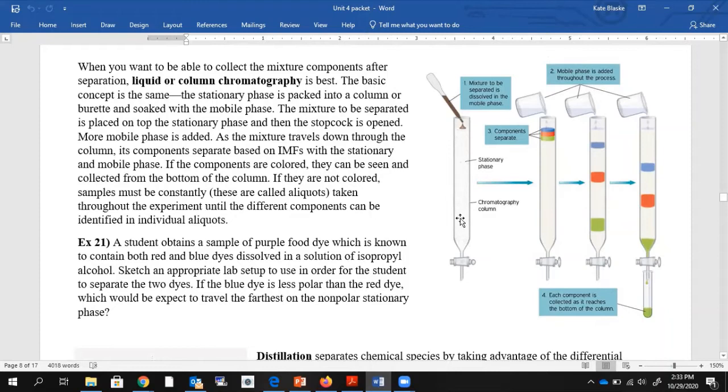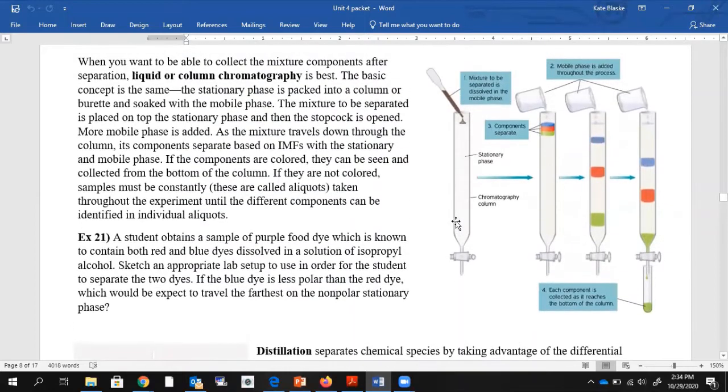So our stationary phase is packed into that burette. We put drops of the mixture we want to separate on top, and then we pour the mobile phase through that burette and let it drip through the bottom as it travels through. Again, whichever is most similar in polarity to the mobile phase is going to come out first. Whichever one is most similar in polarity to your stationary phase is going to stay in that tube or column longer, and it's going to be the last to come out.